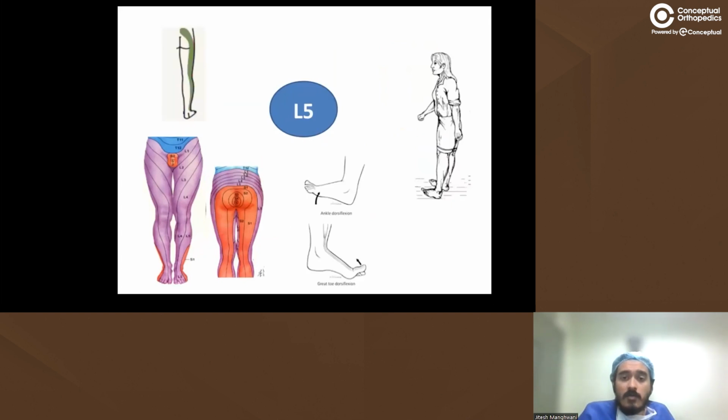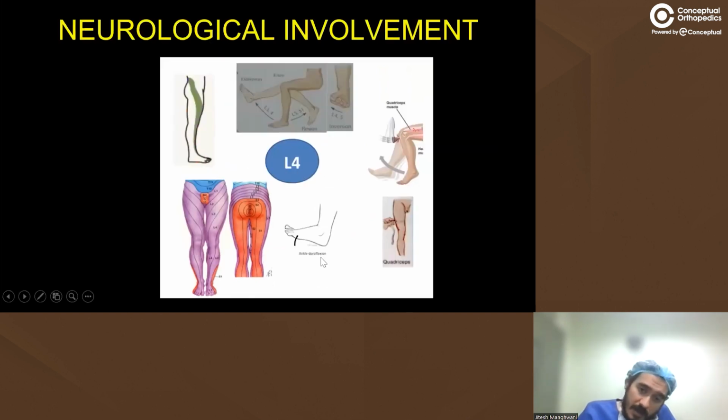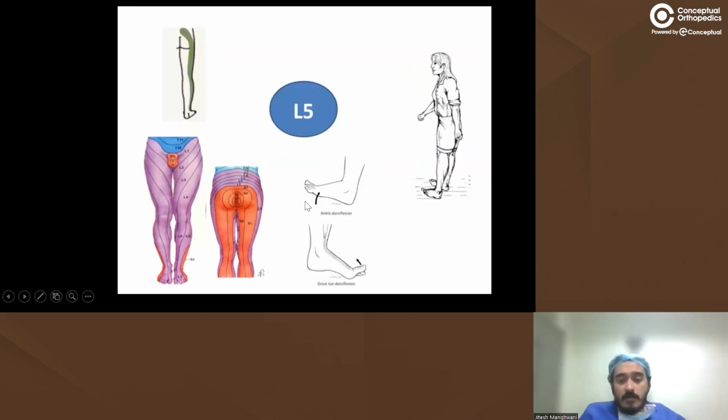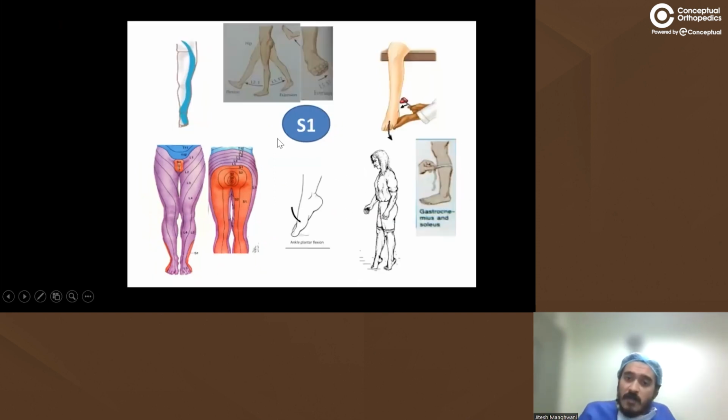So I'm going to repeat over here. L4: ankle dorsiflexion, pain is on the medial aspect of the shin. In severe cases, quadriceps wasting may be there, and along with that, the knee jerk may be altered. L5: great toe dorsiflexors, abductors. The pain is on the lateral aspect of the leg, and walking on heels is generally difficult.